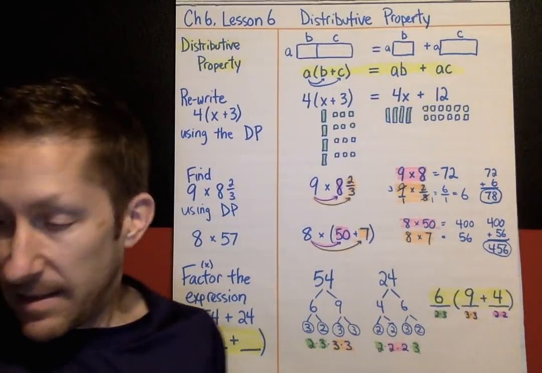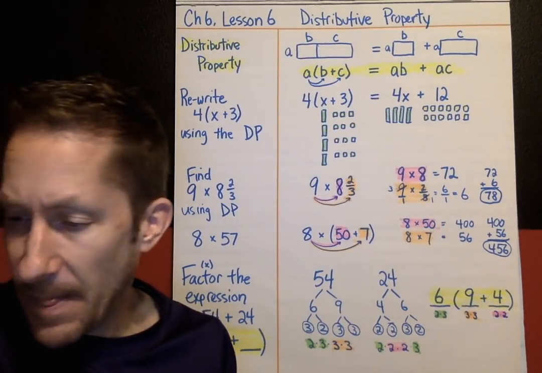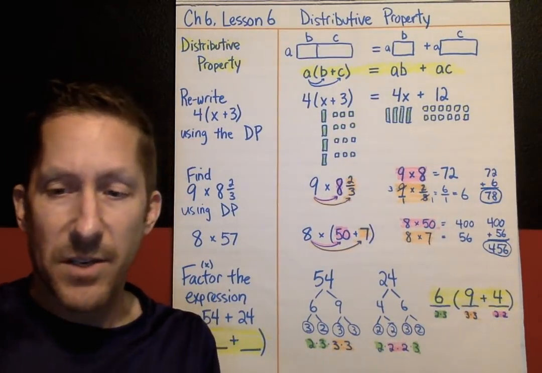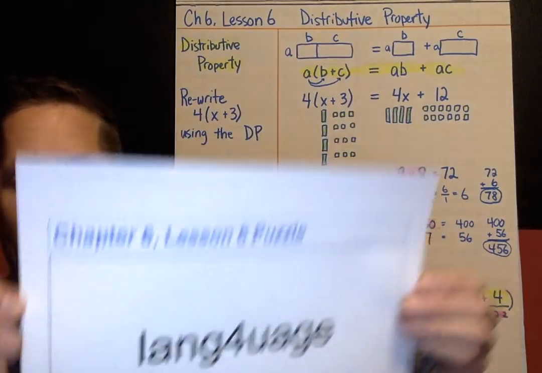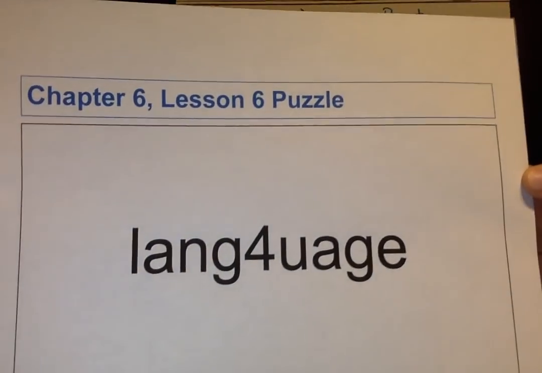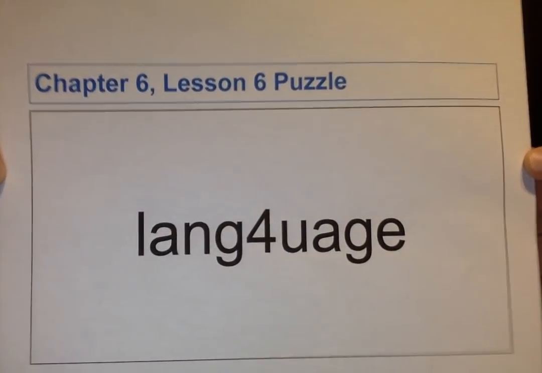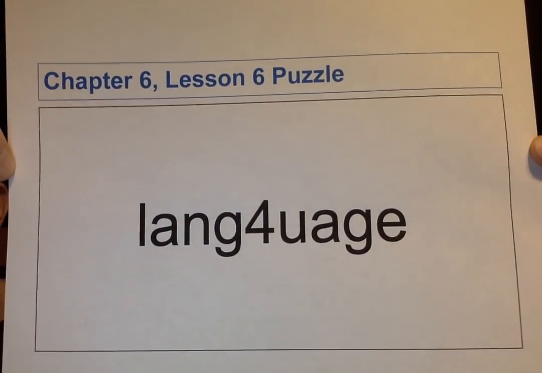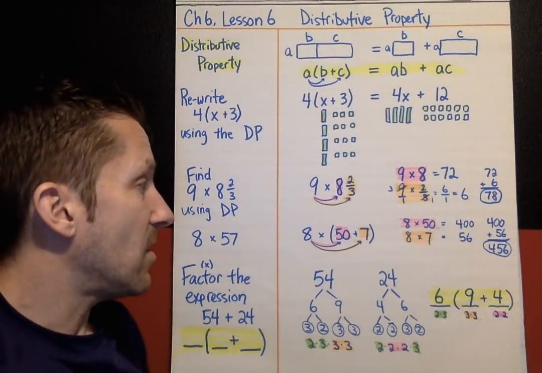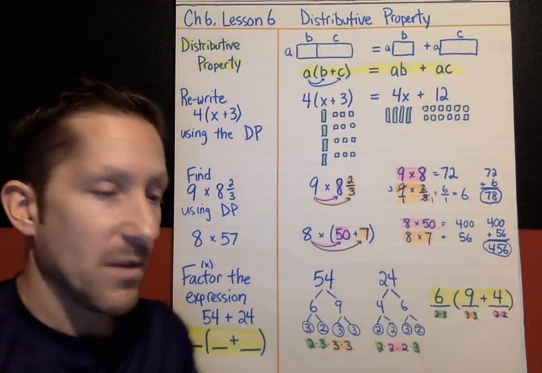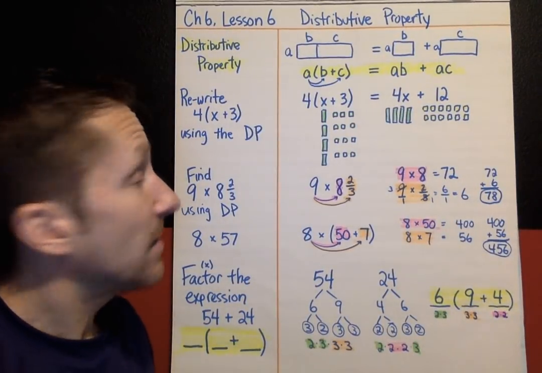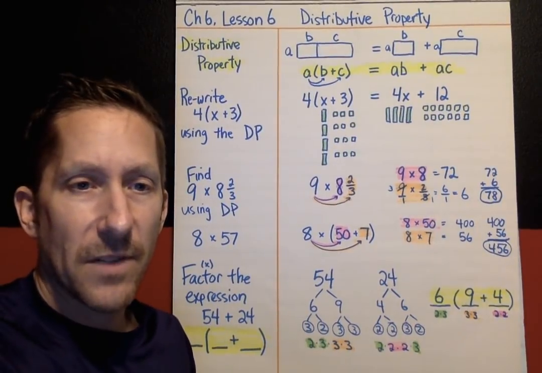Okay, that does it for Lesson 6. Here is your hidden treasure puzzle. Chapter 6, Lesson 6. If you can solve that, and you've got the lesson done and all the notes for Chapter 6, you can be the winner. That's it for Lesson 6. I'll see you real soon for Lesson 7.